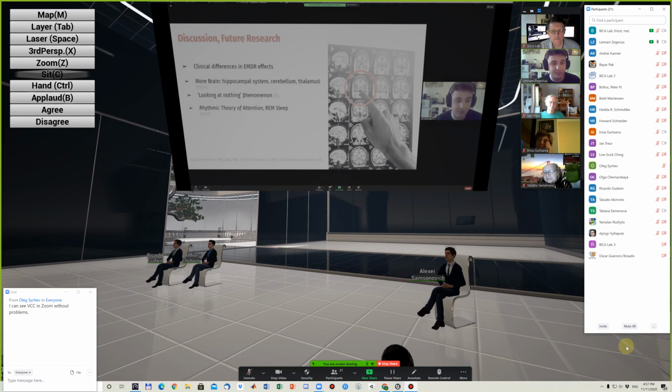Lastly, the model can be extended with scientific findings on REM sleep, namely the rhythmic theory of attention. This means that brain rhythms, which are clocking in the brain, systematically reassess incoming information. And it's found that eye movements reset this rhythm. And interestingly, the theta rhythms play a large role in memory consolidation and information organization, and it's found that REM sleep uses these theta rhythms as well.